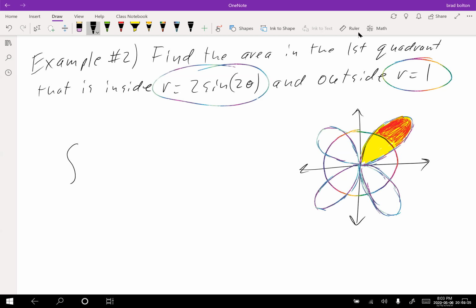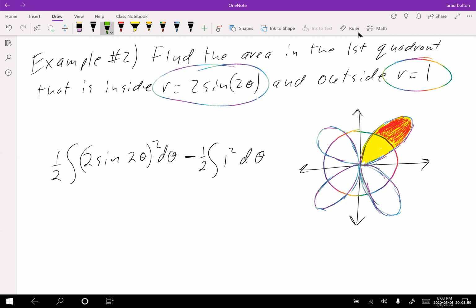And that will be 2 sine 2 theta squared d theta. Now we have to put a 1/2 in front. And then we're going to subtract off the circle. And that would be 1/2, well, in this case, r is 1 squared d theta. So this problem, instead of adding areas, we actually have to subtract them. So basically what we're doing is we're finding the area of the circle and subtracting it from the area of the rose petal.